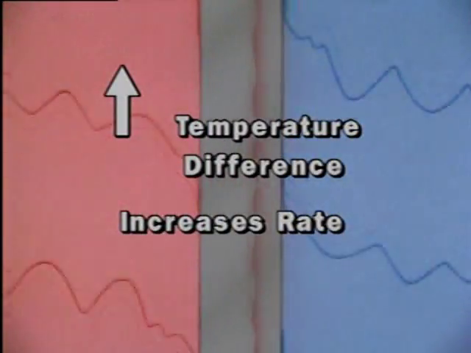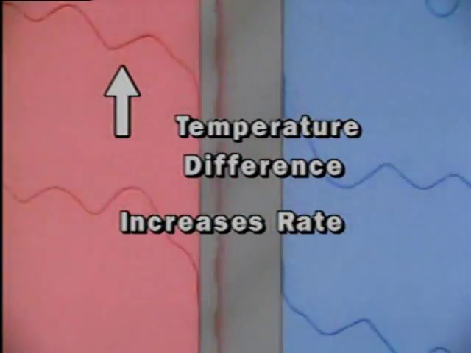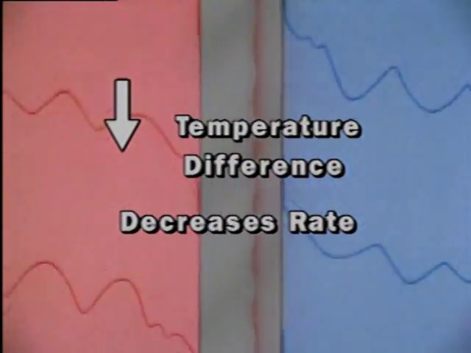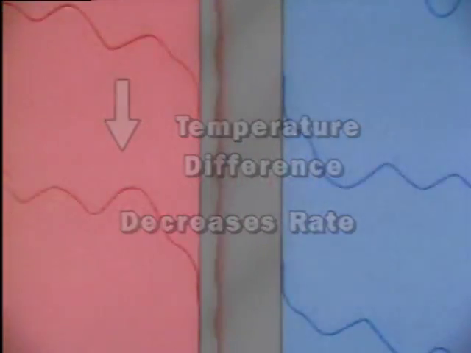One factor affecting the rate of heat transfer is the temperature difference between the fluids. A greater temperature difference increases the rate of heat transfer. A smaller temperature difference decreases the rate of heat transfer. Heat transfer is also affected by the rates at which the fluids are flowing. For example, if the temperature difference between the two fluids remains constant, but the flow rate of one of the fluids increases, the rate of heat transfer will also increase. More fluid flows past the heat transfer surface, so there is more fluid available to deliver or receive heat.